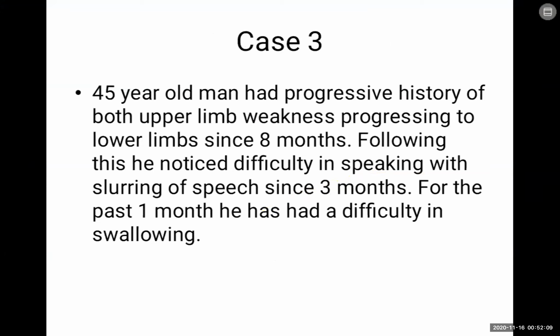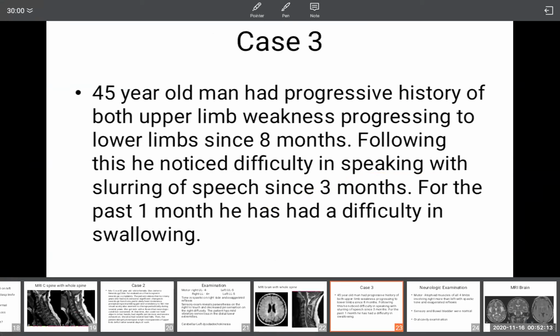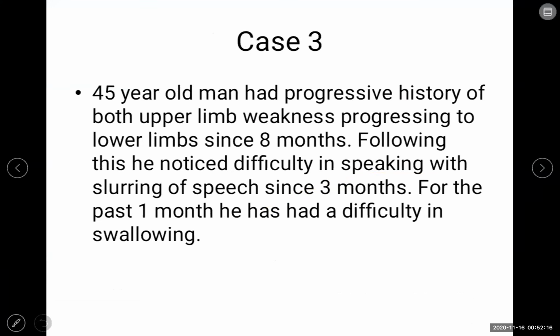I'm not sure where I left off. I'll start from the final case. The final case is a 45-year-old, middle-aged man who presented with progressive weakness starting from his upper limb, and it progressed to the lower limb, and its duration is 8 months. So what we see is a chronic history of weakness that is progressive.